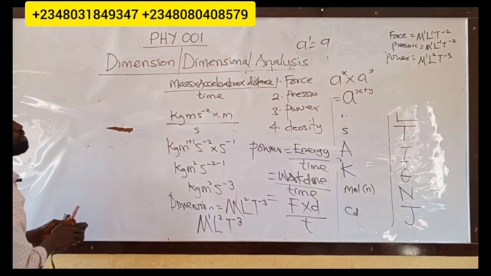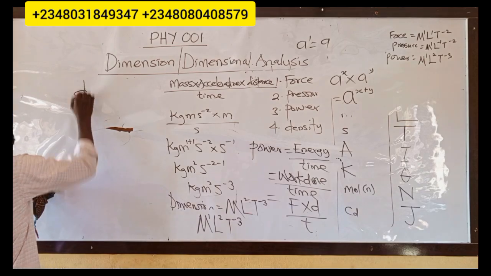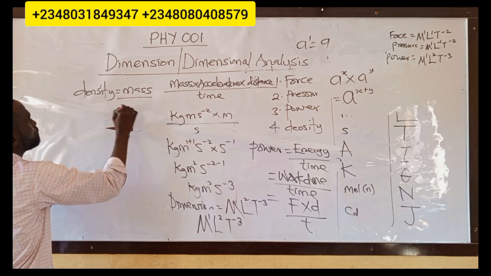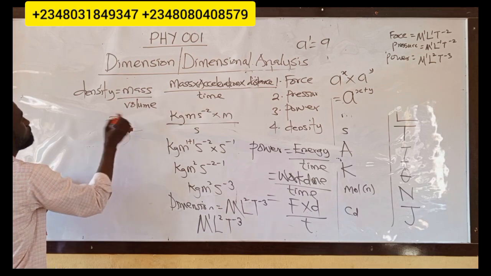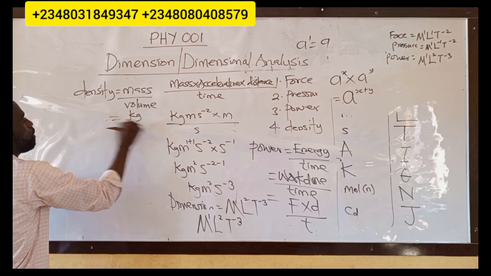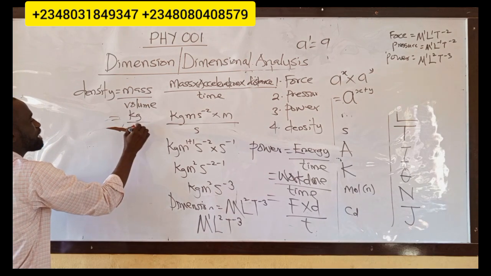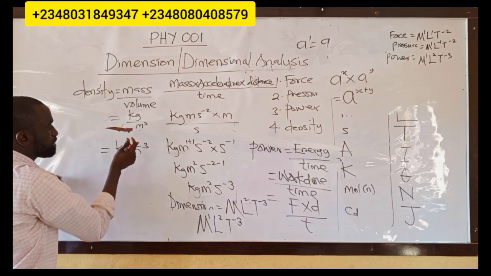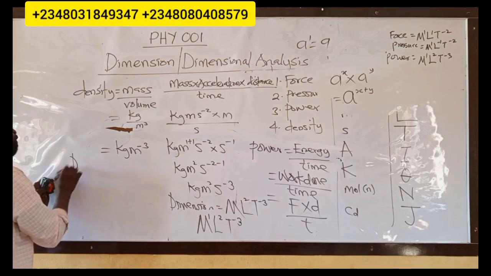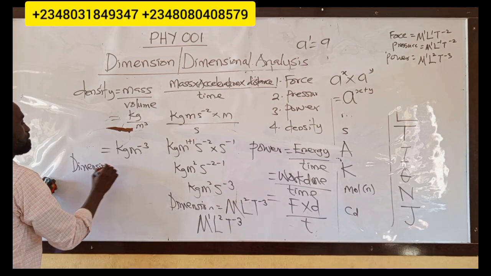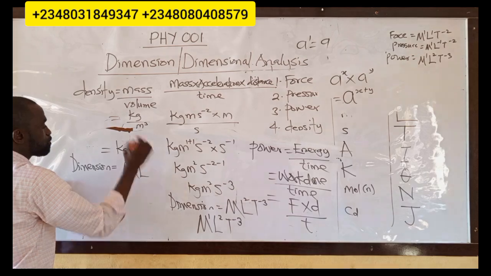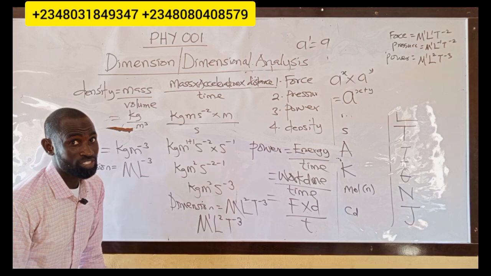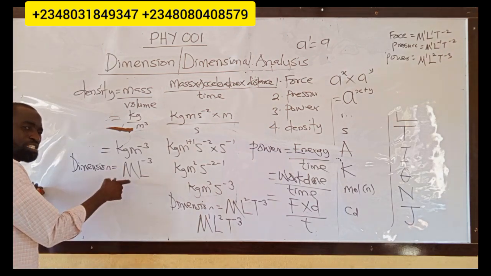Now, the last one is what we call density. What is density? Mass over volume, mass per unit volume. It is very straightforward. The unit of mass is kg, and the unit of volume is meter cube. So on going up, we have kg per m cubed, which becomes m to the power minus 3. The time dimension is missing because it has a power of 0.